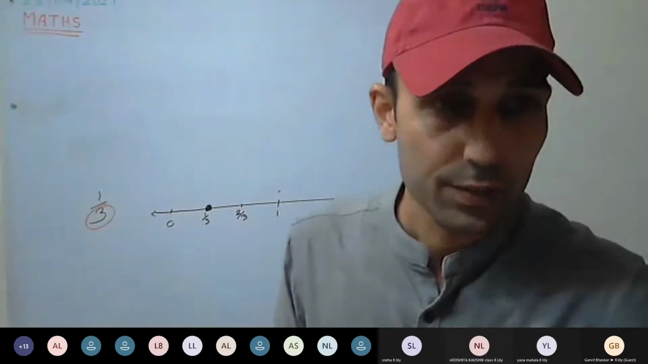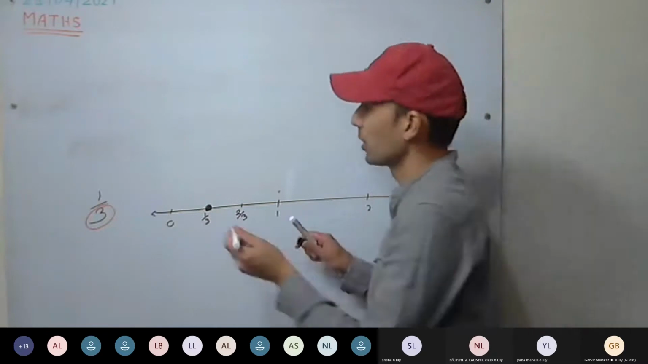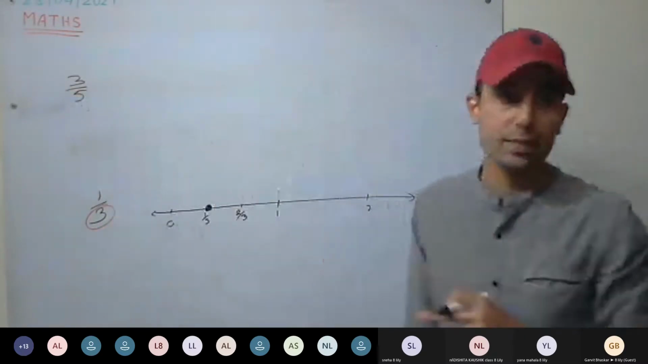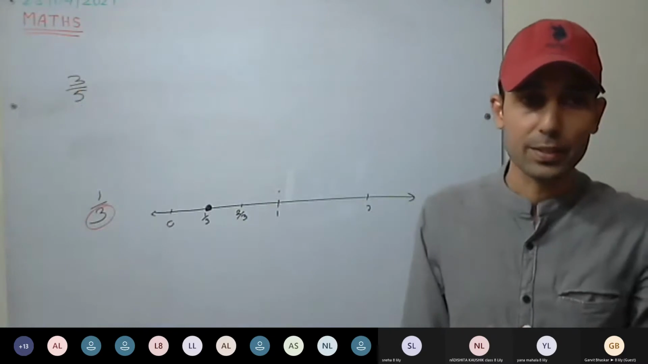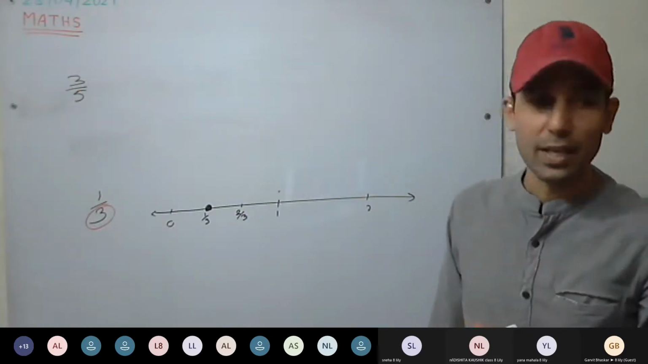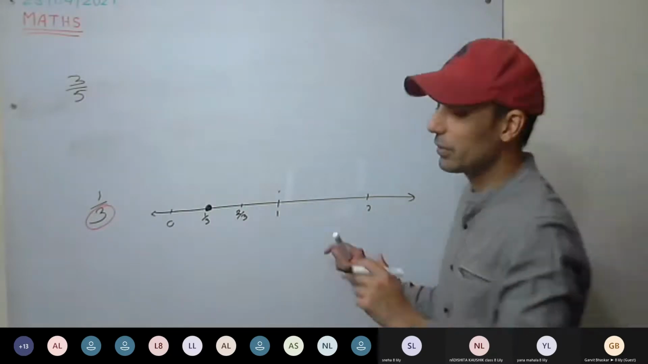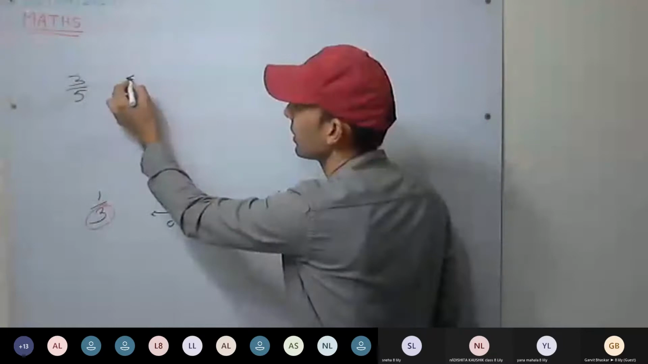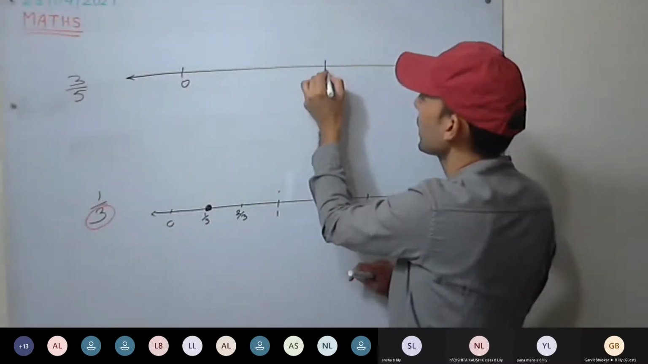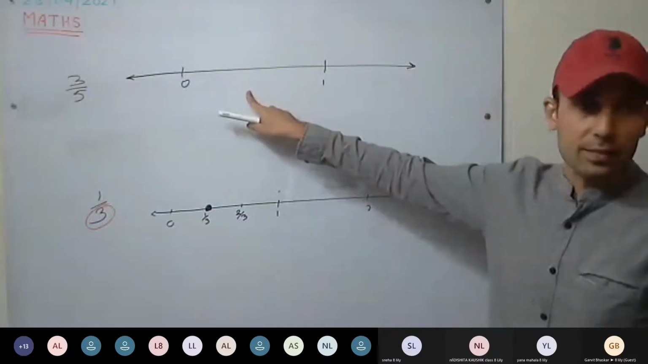Mark 3 by 5. You can say 3 by 5. It will lie between which two whole numbers? 0 and 1. It will lie between 0 and 1. So we require 0 and 1, and I'm making it bigger. It will lie somewhere between here.